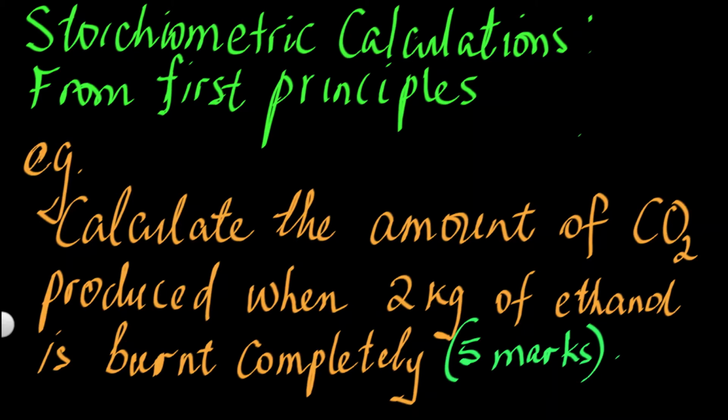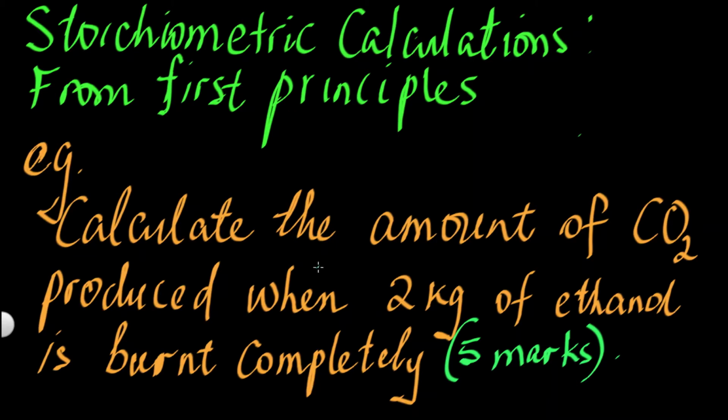This is quite a straightforward method. It is also fast and efficient. I'm going to use the same example where we are calculating the amount of carbon dioxide produced when 2 kg of ethanol is burned completely.